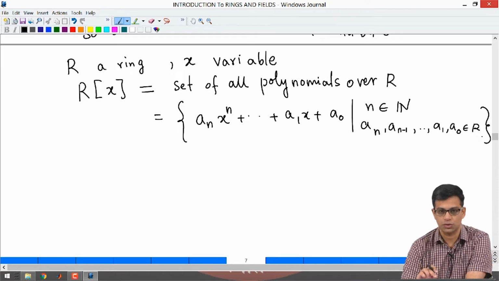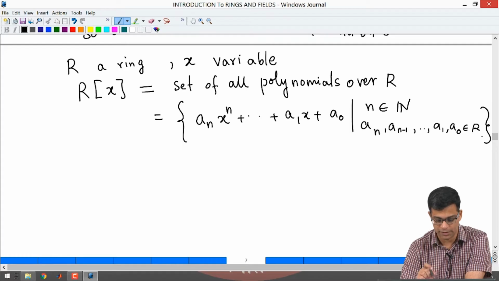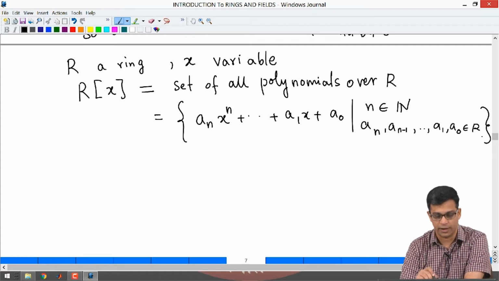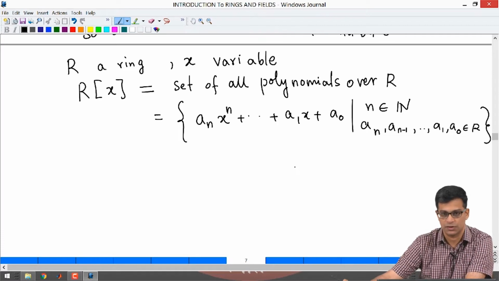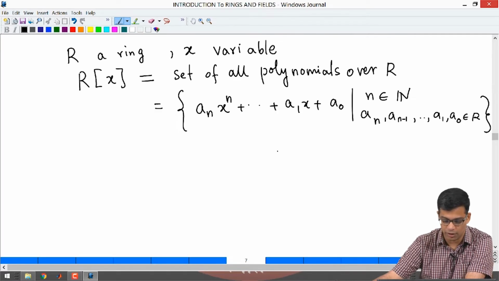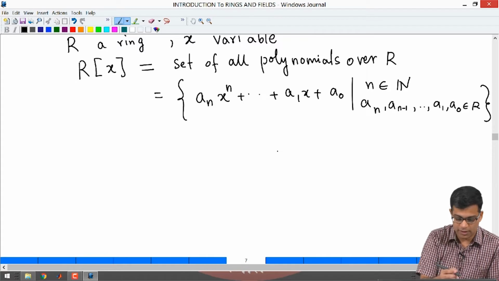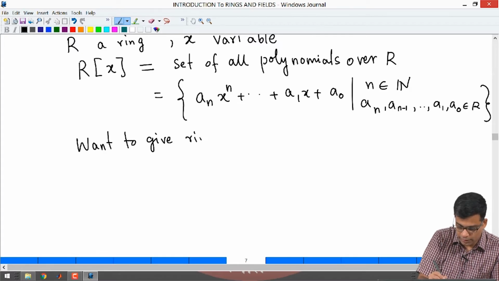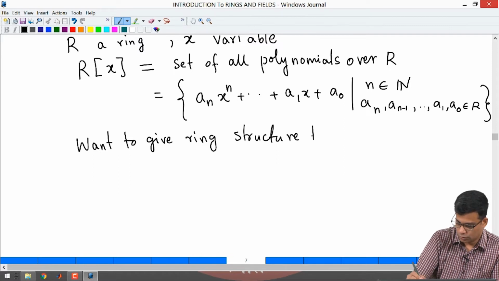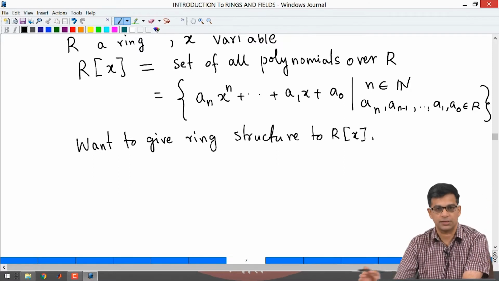Remember that we have to take all polynomials. That means we have to take small n for every natural number and consider all polynomials with all the coefficients being any elements of the ring R. So now the next thing is we want to give a ring structure to R[x].